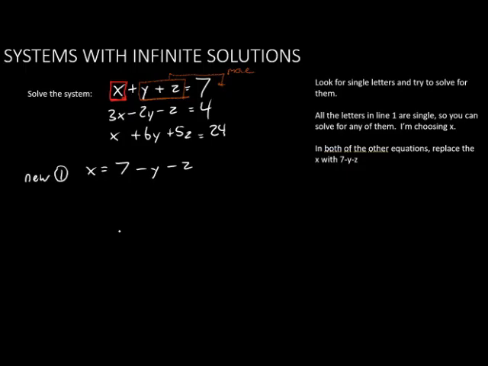First, I'll write my new line 2. Line 2 was 3x minus 2y minus z, but now I'm going to replace that x. The x is going to be replaced by 7 minus y minus z. I'll do the same thing with line 3 now. Line 3 was x plus 6y plus 5z equals 24, but I now replace that x with 7 minus y minus z also.